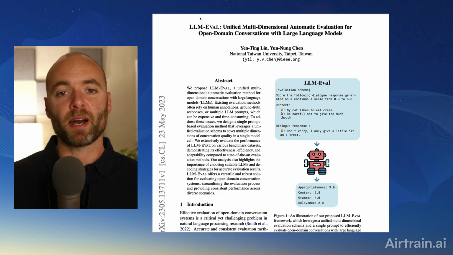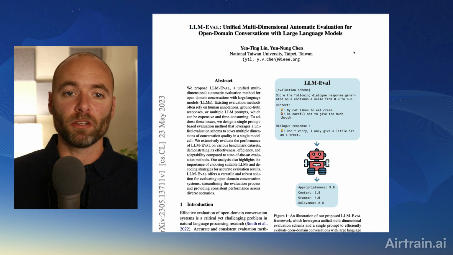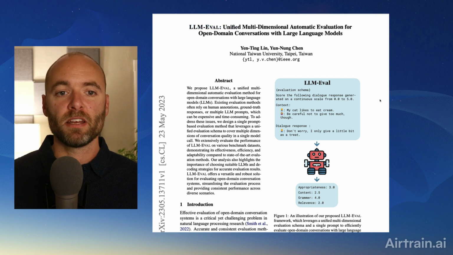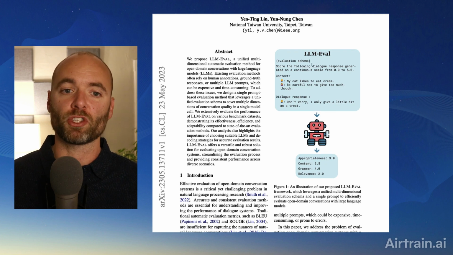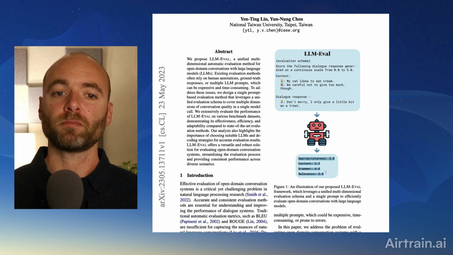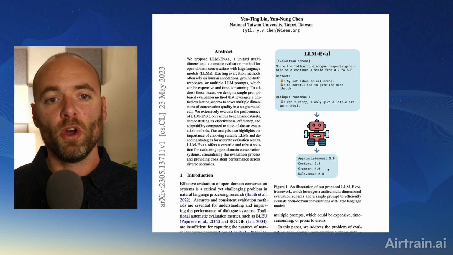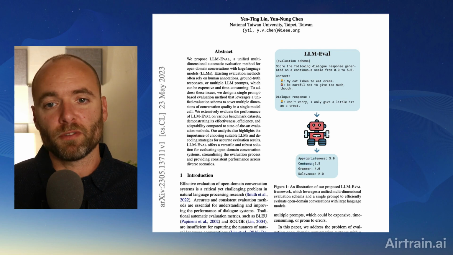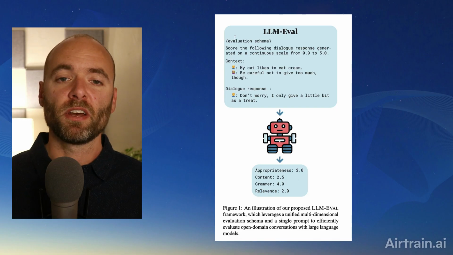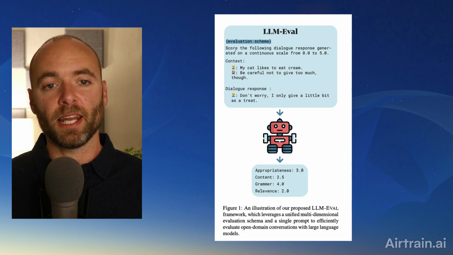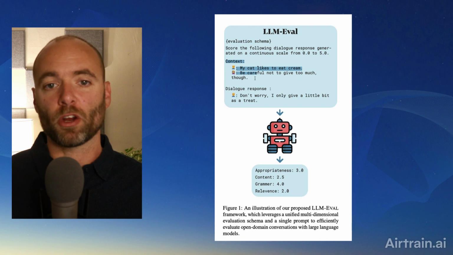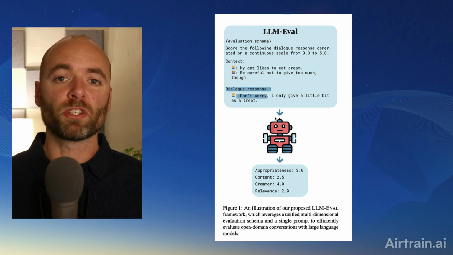First, let's take a look at a paper called LLM-Eval published by Lin et al. From the National Taiwan University in May 2023. They use a single prompt method to get a scoring model to grade a dialogue along 4 dimensions: appropriateness, content, grammar, relevance. Unfortunately, the paper doesn't really say what appropriateness or content or relevance mean. The prompt looks like this. First, they describe the required output schema for the metrics. Then they lay out context and dialogue response to score. Then the model returns the scores.